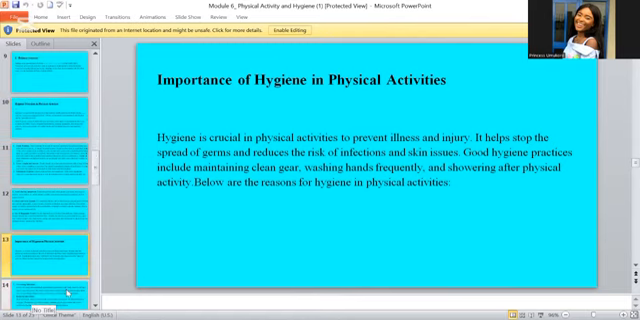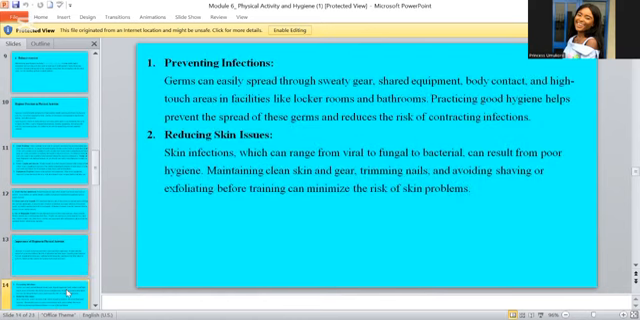But let's look at them one by one. It can help to prevent infections. How? Germs can spread easily through sweaty gear, shared equipment, body contact, and high touch areas in facilities like locker rooms and bathrooms. Practicing good hygiene helps prevent the spread of germs and reduces the risk of contracting infections.